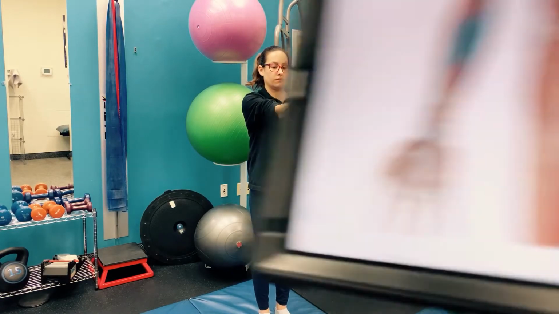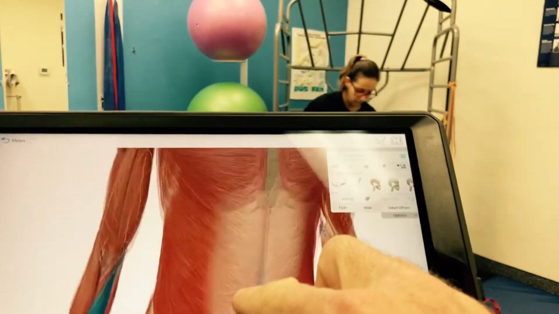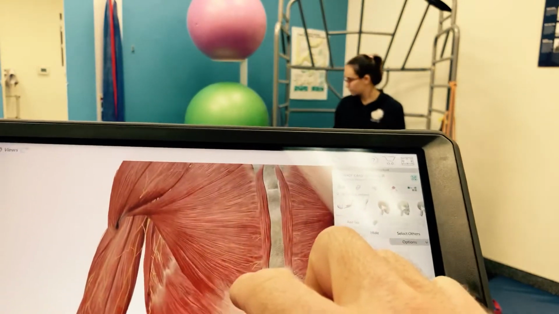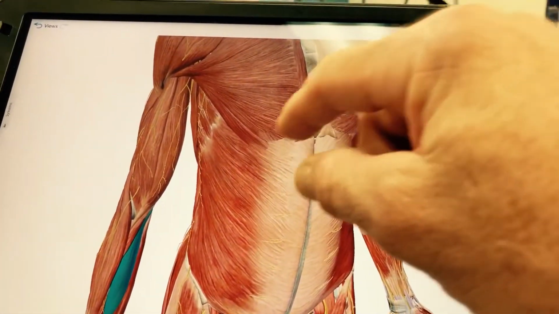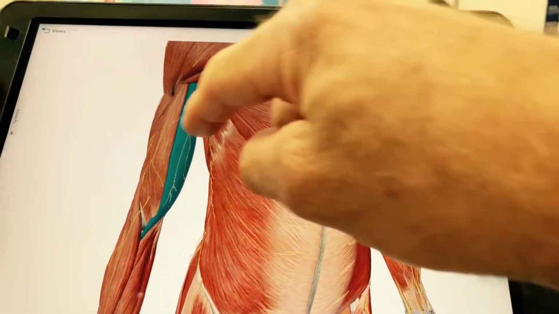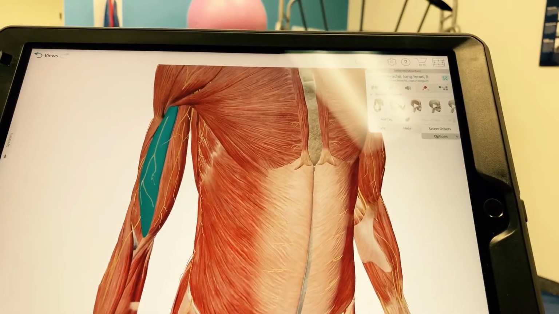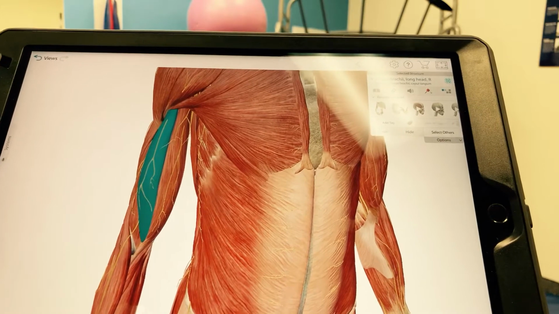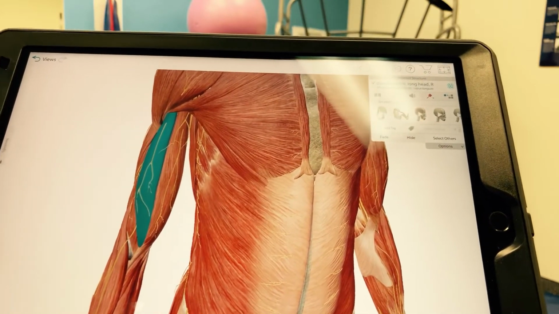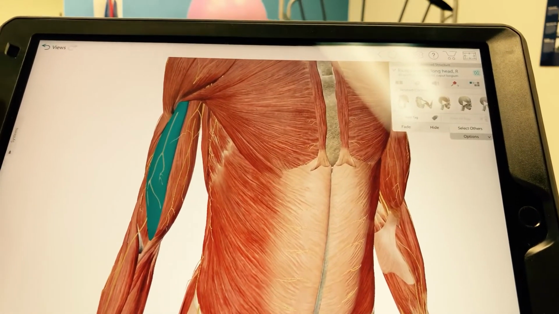Okay, so the next one we're going to get into today is for the bicep. You have 2 muscles that make up your biceps. You have your medial bicep and your lateral bicep. Again, these are very tight in most people because they're never really stretched, and people tend to have a flexed position of their elbows. So we're going to show you a really good way to stretch these muscles today.